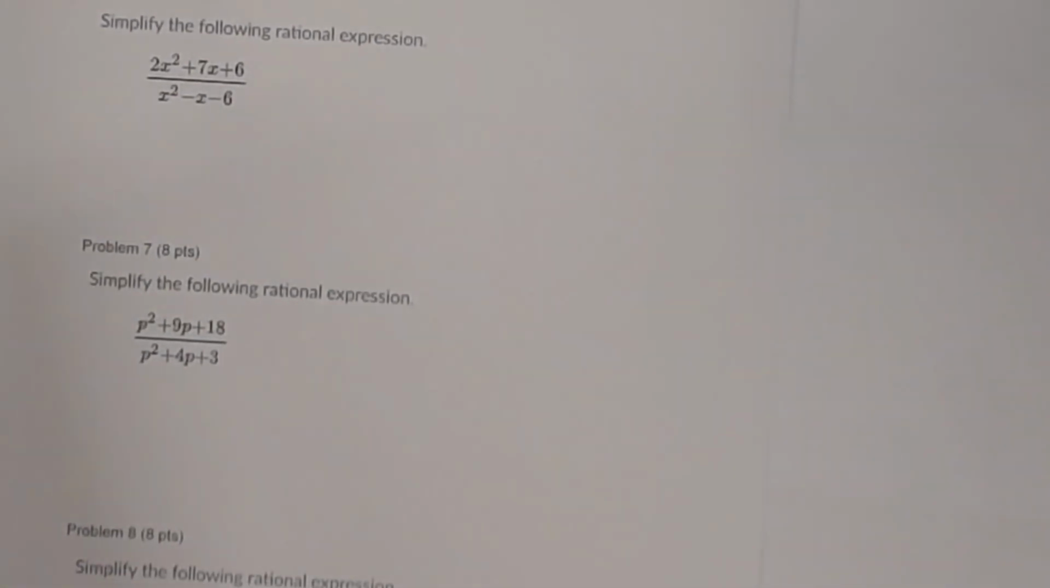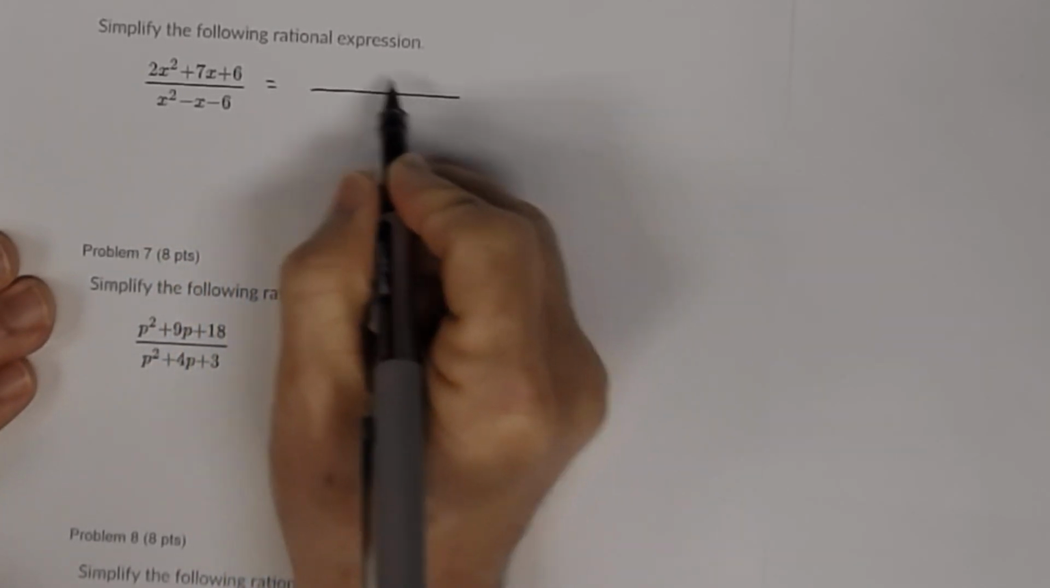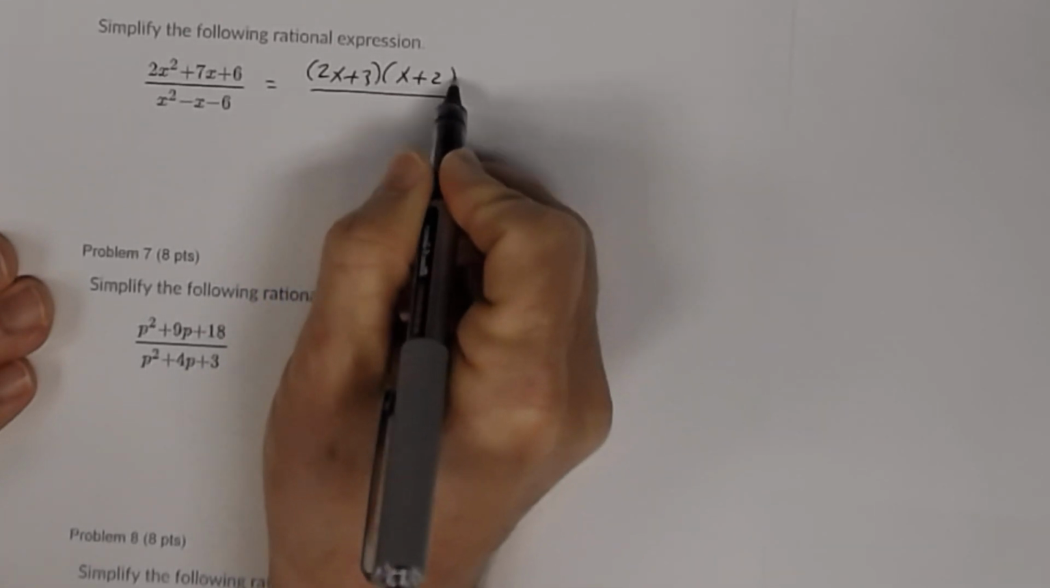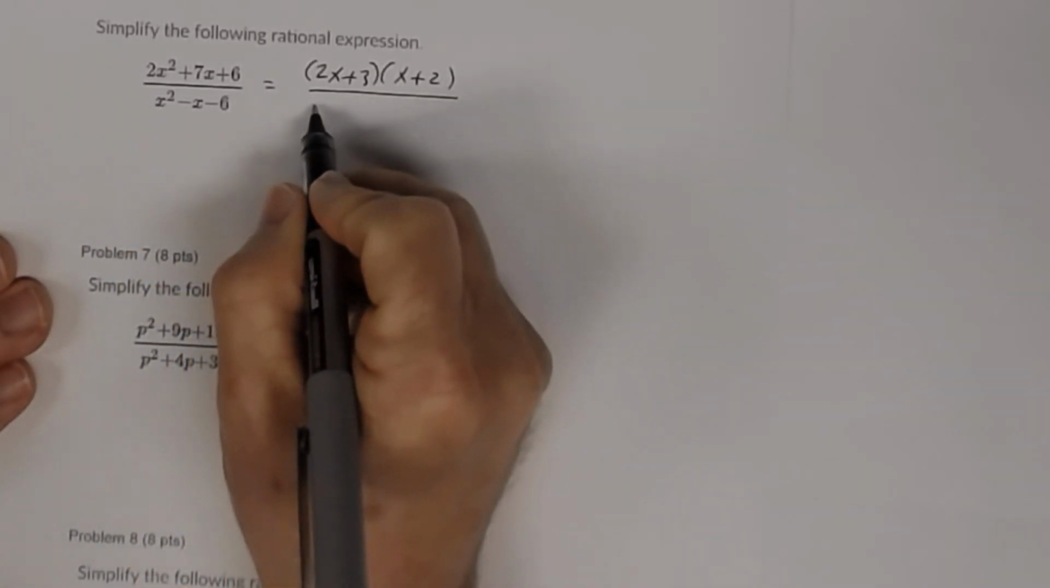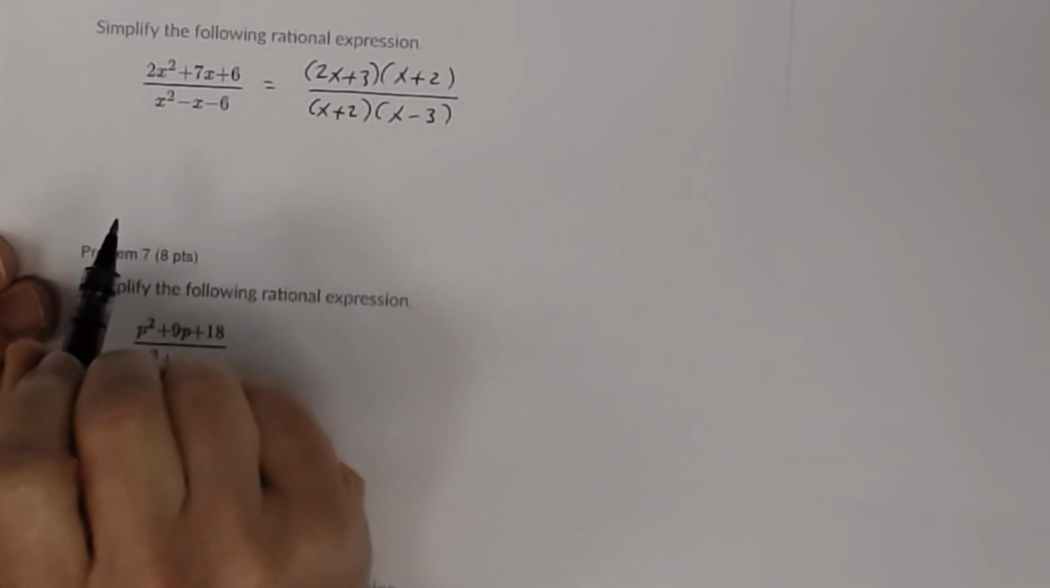So now in number 6, you want to simplify the rational expression. All right, so first thing you have to do, remember, is to factor the numerator and factor the denominator. In the numerator, I had to see that being factored. So you can factor that as 2x plus 3 times x plus 2. And the denominator can be factored as x plus 2 times x minus 3. So first you have to factor the numerator and factor the denominator.